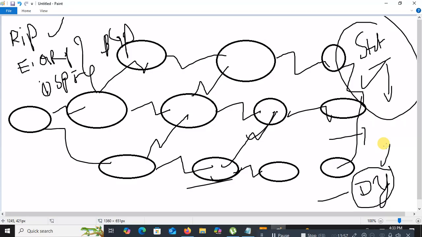Okay, I hope you understand this concept. In the next class, we are going to configure the static route, default route, RIP, and OSPF practicals.